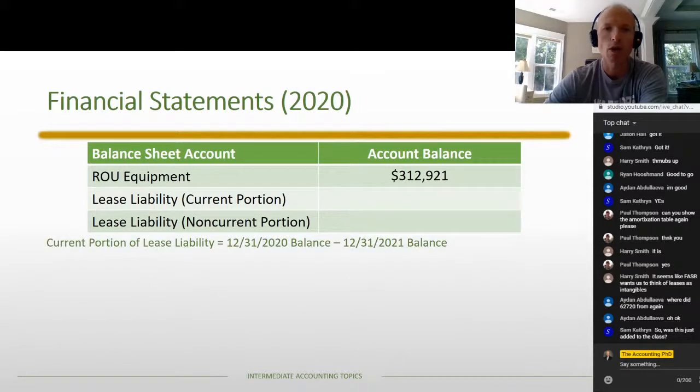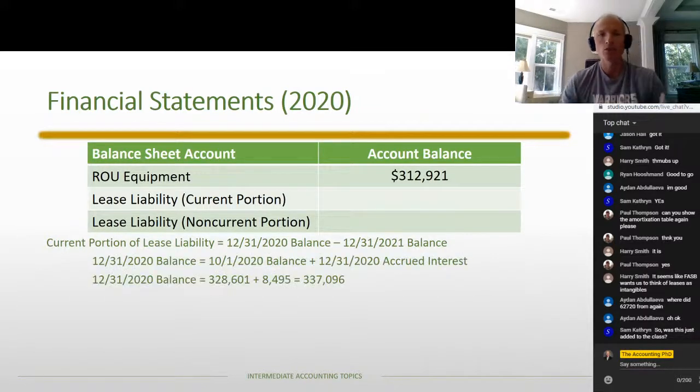Okay, so let me walk you through this. Under the current standard, the way that we calculate the current portion of the lease liability is you take the balance that would be reported on 12/31/2020, so the total balance in the lease liability, and you subtract the total balance that would be reported on December 31st, 2021. So it's just that difference. It's the amount the lease liability is going to be reduced in the next year. That's the current portion. How much will the lease liability be reduced in the next year? All right, well, let's talk about that.